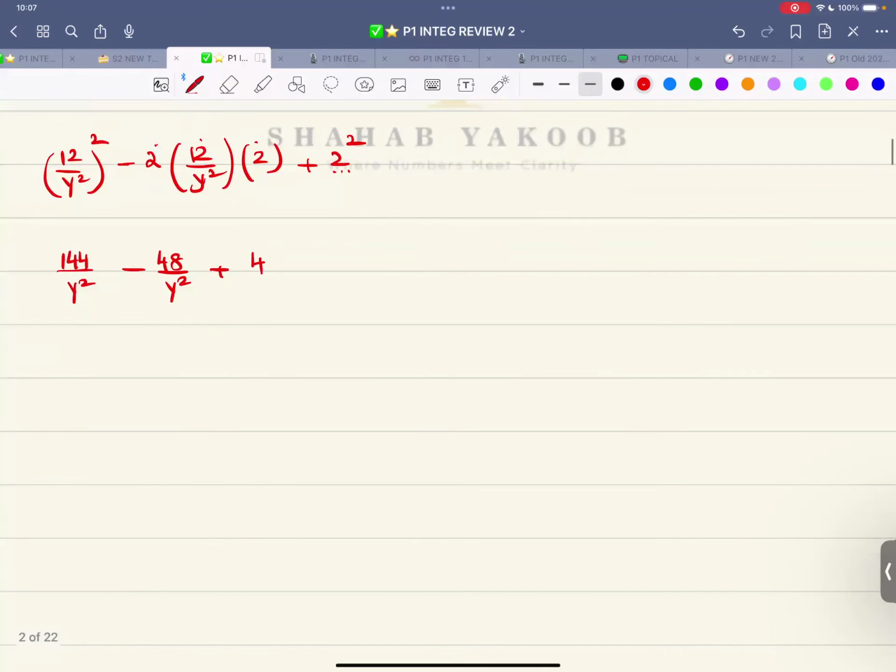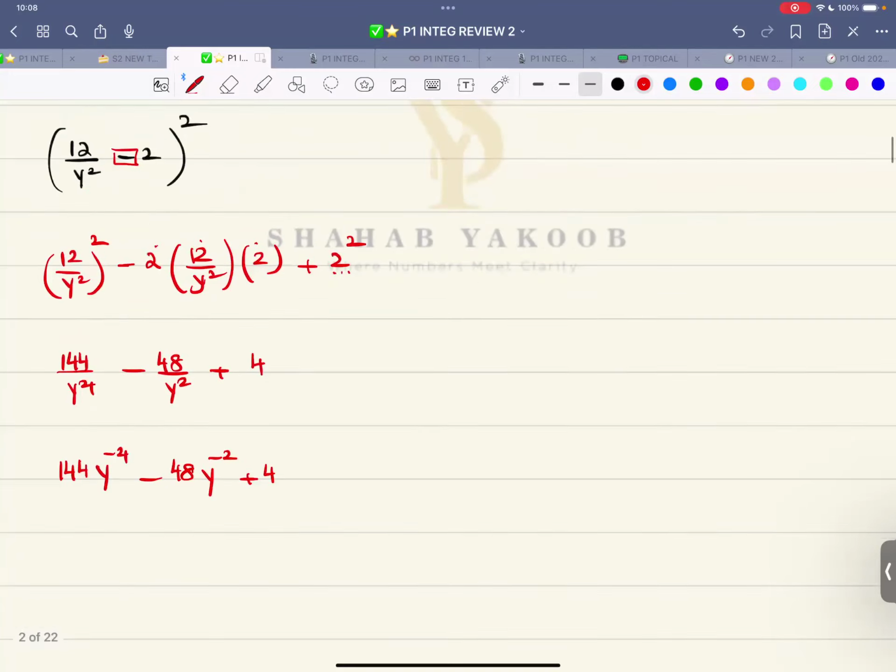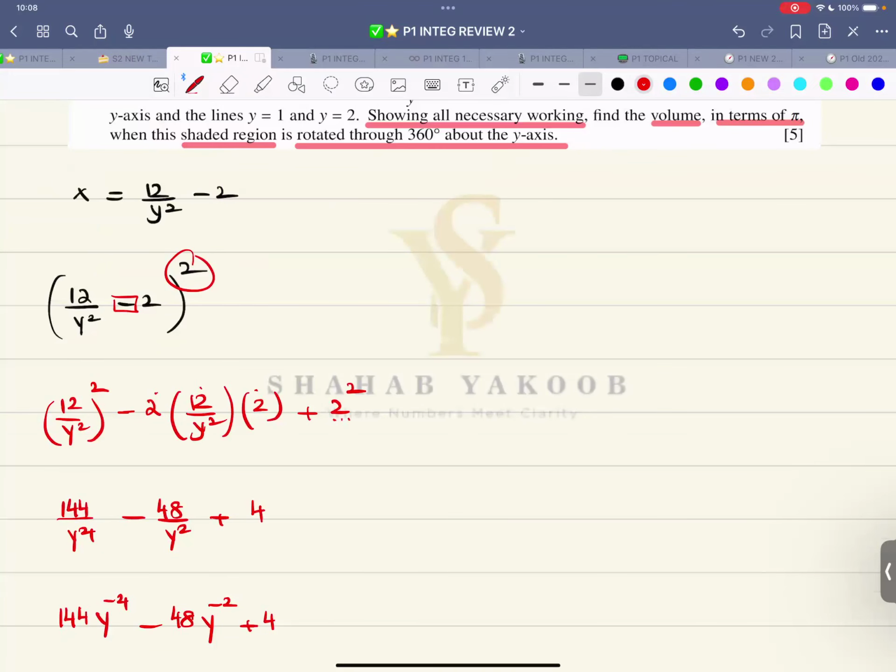And rewrite this as 144 y raised to the power of negative 4. Actually, it's 4. My bad, I just corrected it. And this is 48 y raised to the power of negative 2. And this is 4. This is the squaring part.